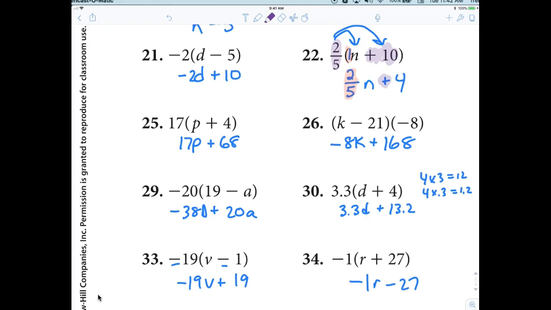Now, one of two ways. You could do it the longer way, which is just say 2 times 10, which is 20, and then divided by 5, which is 4. That's how I got that. You with me? Or you could do the 10 divided by 5 first and get 2, and then 2 times 2 is 4. You hear me on that?